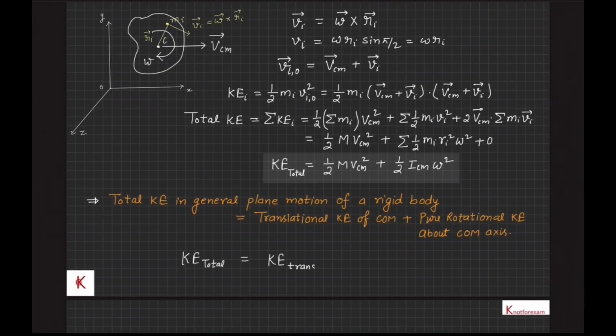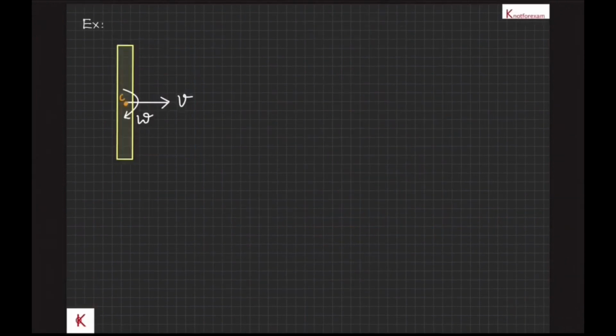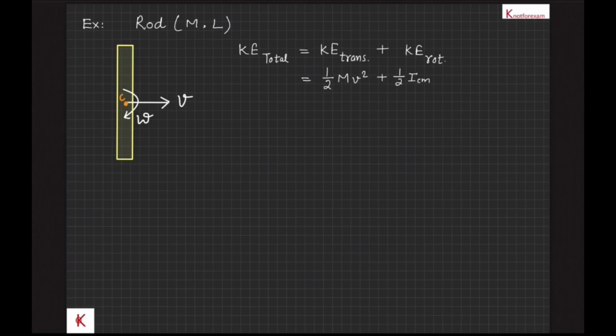Let's see some examples related to above findings. In this example, a rod of mass m and length l is moving on a horizontal platform. Velocity of its center of mass is v and angular velocity of the rod is omega. Therefore total kinetic energy is equal to translational kinetic energy of its center of mass and pure rotational kinetic energy about center of mass axis, that will be half m v square plus half I_cm omega square.